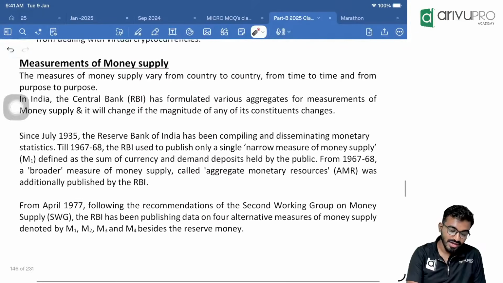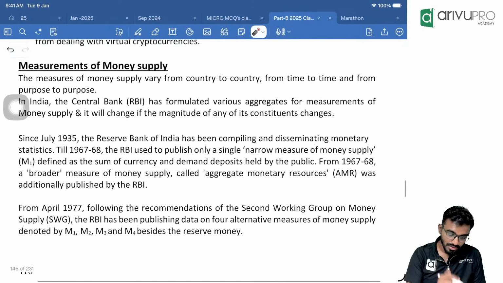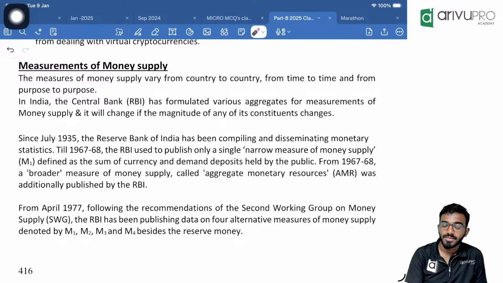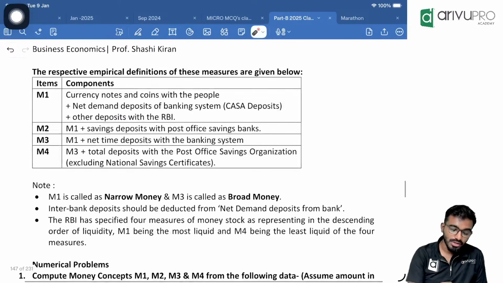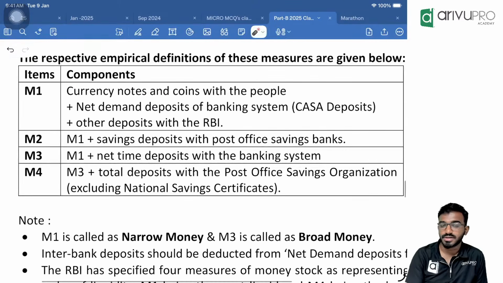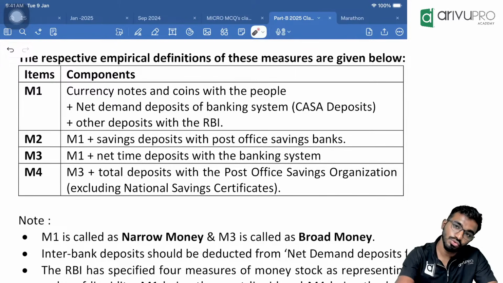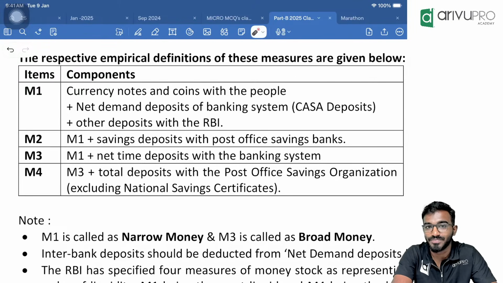Next comes, this is where the most important topics are. Measurements of money supply: M1, M2, M3, M4. These formulas you have to remember. This is the utmost important. From this, usually the exam questions are going to come. This is where the main exam questions will be.